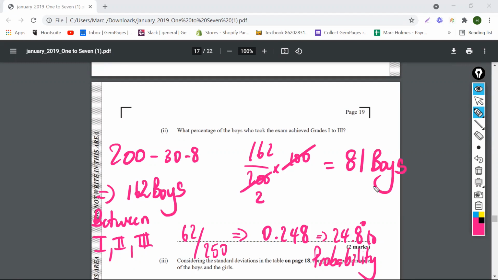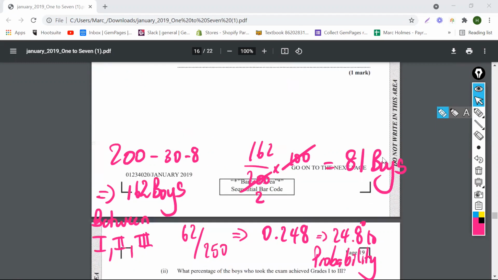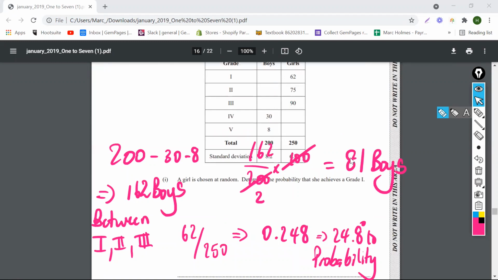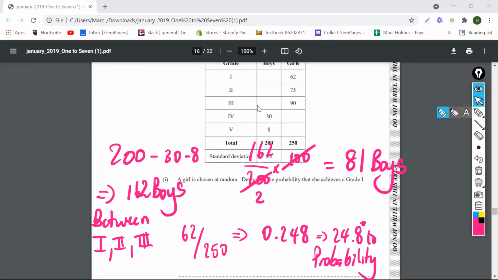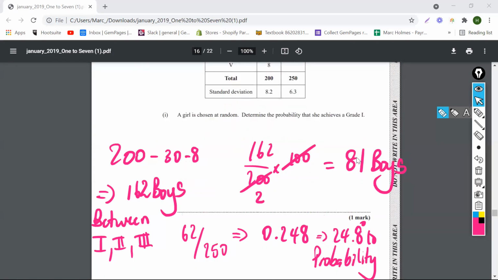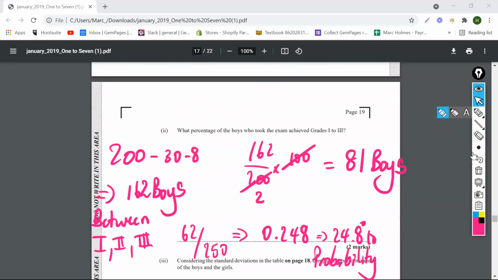So this was a weird question, but it was kind of simple when you really think it out. You just have to look at the table, guys, and use common sense. Common sense prevails in this one. 81%, right? Sorry, 81%, not 81 boys, 81%. 81% of the boys, sorry.